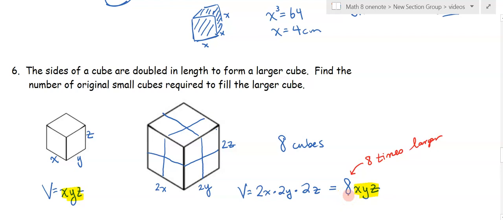So you could probably make a prediction. What if we tripled each length? It would be 3 to the power of 3, or 27 times larger, etc. If we multiplied everything by n, it would be n to the power of 3 times larger.